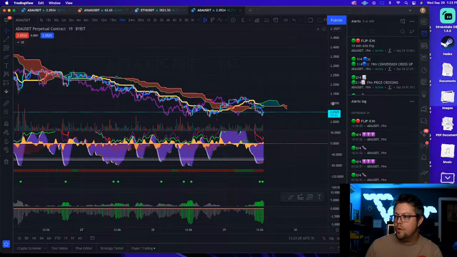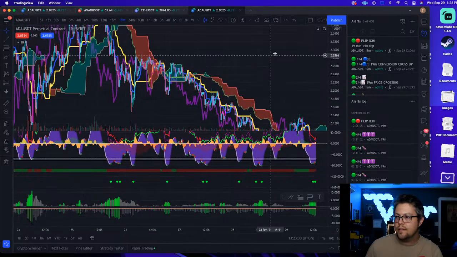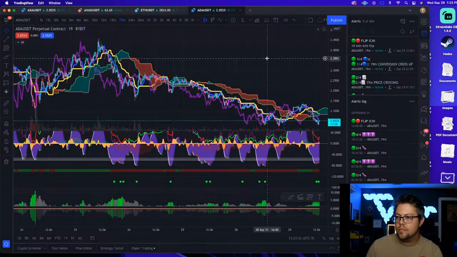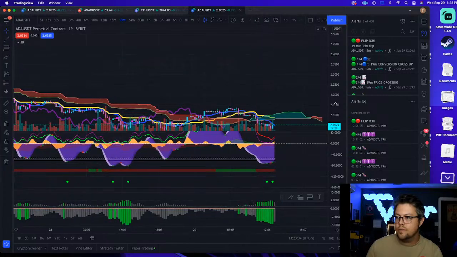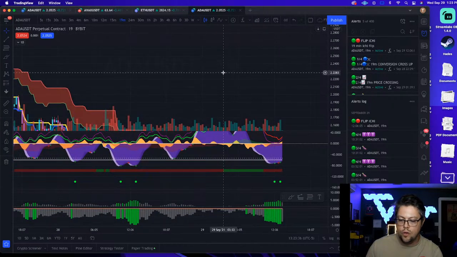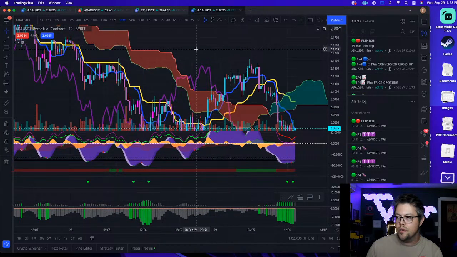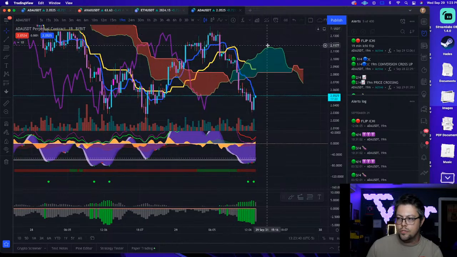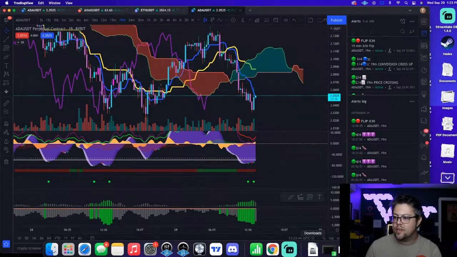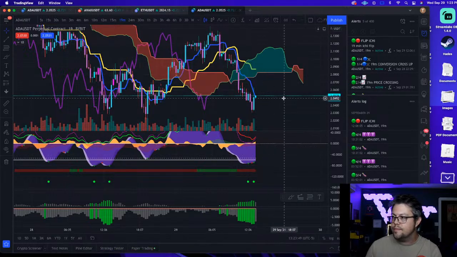So let's dig into what exactly is happening with this cloud. What the heck even is it? Because I know when you don't know the strategy or anything, it is very confusing. And really, after you learn the strategy, it's still confusing because there are so many different factors and things that can essentially affect that cloud.